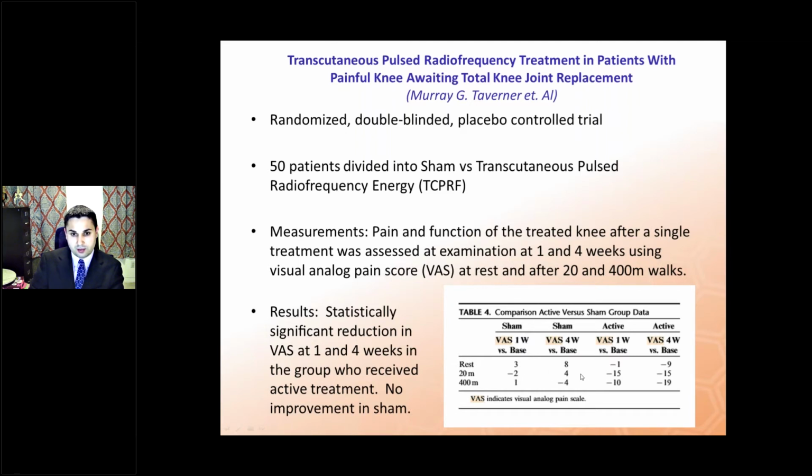And this is a reflection of the change, not the actual score. So it improved by 2 points in the sham here for 20 meters and actually was going up in pain score at the 400. And at 4 weeks, not too much of a change.